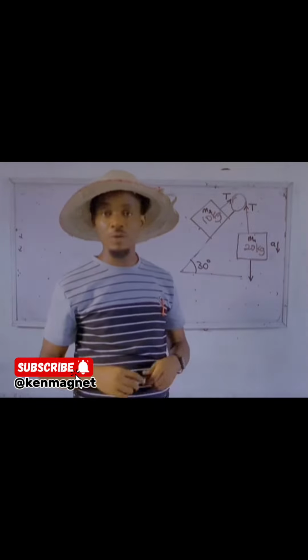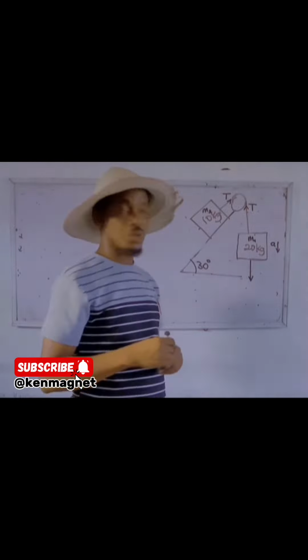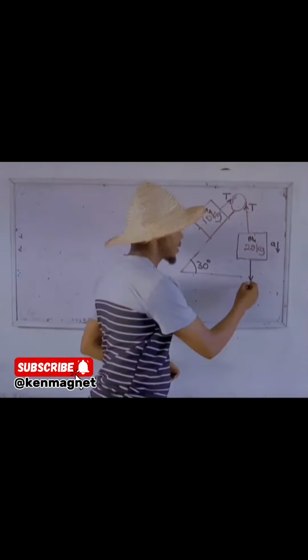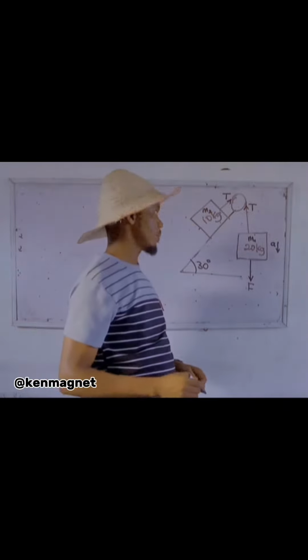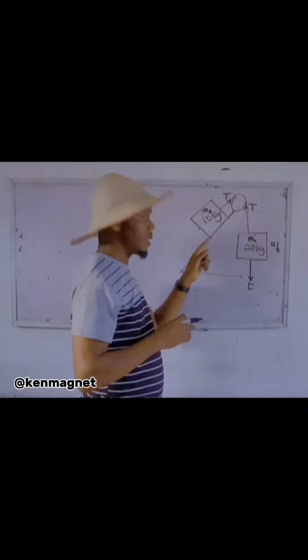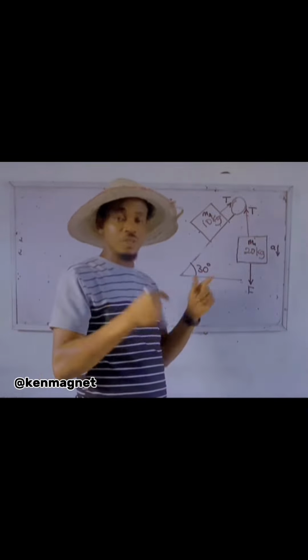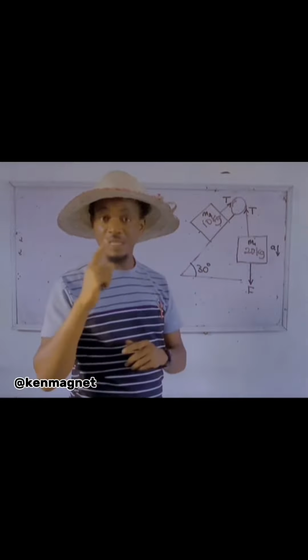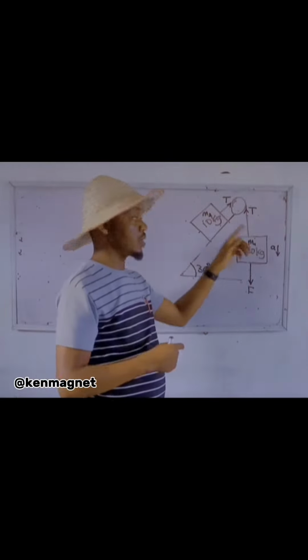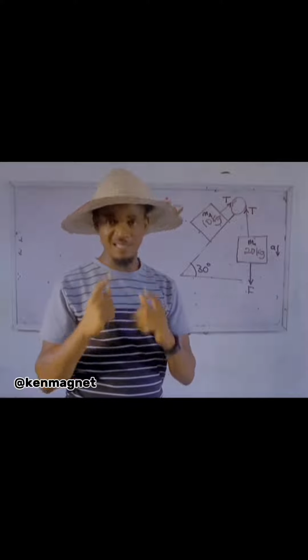The 20 kilogram body, the forces connected to it: the tension and the gravitational force, F. On this body, it is assumed that the plane is frictionless. So the force connected to the body is, first of all, the tension, because this string and this string, the string connecting both bodies, are the same.